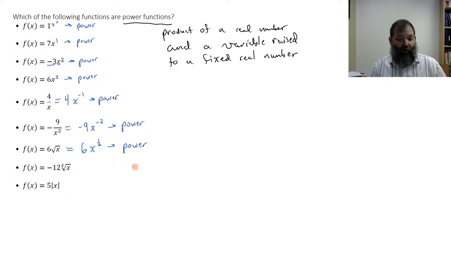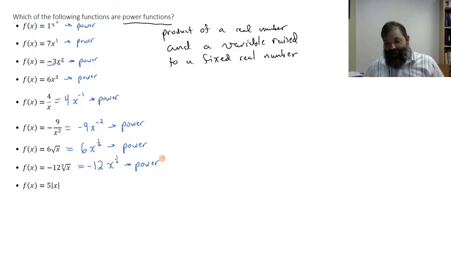Similarly, the next example, here I have a cube root of x. That's the same as writing negative 12x to the 1/3 power. And again, this is a power function. You say, well, gosh, is everything a power function? Well, this next example is not a power function.